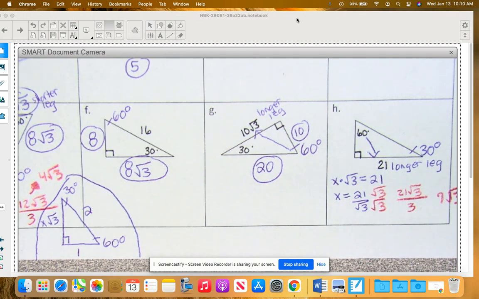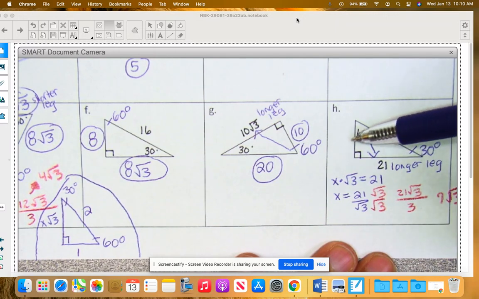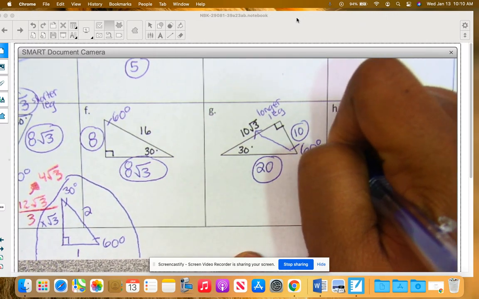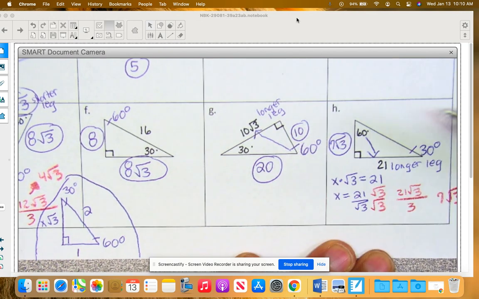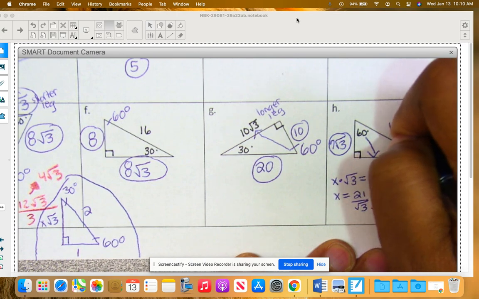And the shorter leg goes across from the 30-degree angle. So across from the 30-degree angle, this is 7 square roots of 3. Once you have the short leg, you take it, you multiply by 2 to give you the hypotenuse.